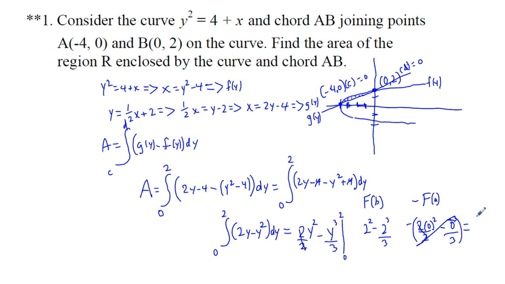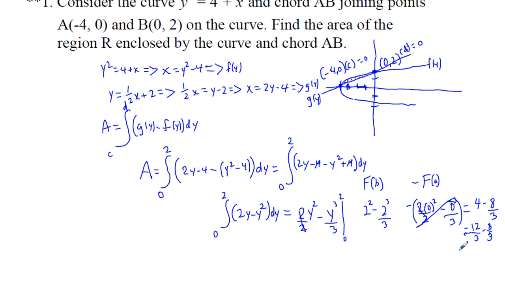So what we have left is 2 squared, which is 4, minus 8 thirds. And 4 in terms of thirds is 12 thirds minus 8 thirds, which equals 4 thirds. And that's going to be our answer to this problem.